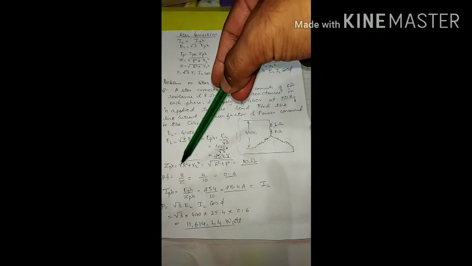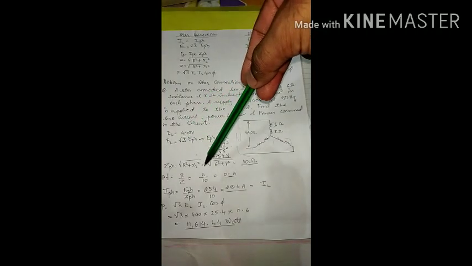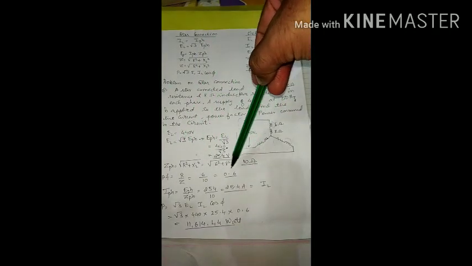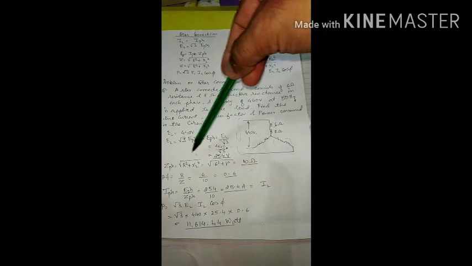Now we need to find power factor. Power factor is what? R by Z. We have the value of R, we got the value of Z. So 6 by 10, we get 0.6. So this is nothing but your cos phi.